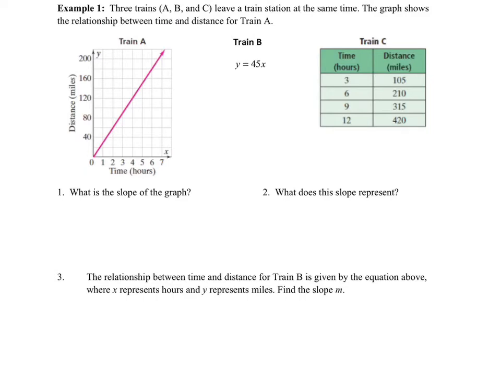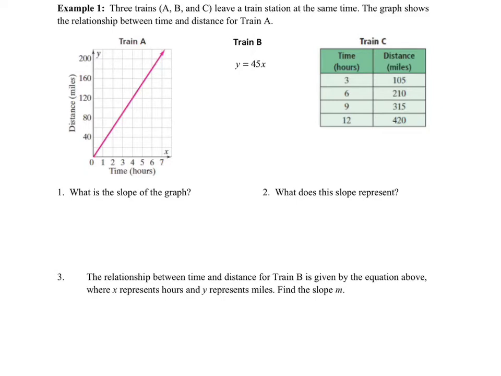Okay, let's look at example 1. There are 5 questions in regards to example 1. Let's read the question. 3 trains, A, B, and C, leave a train station at the same time. The graph shows the relationship between time and distance for train A. So if we look here, we have 3 different representations. We have train A, which is a graph, train B, which is an equation, and train C, which is a table. And we want to compare the functions. We want to compare the slopes.